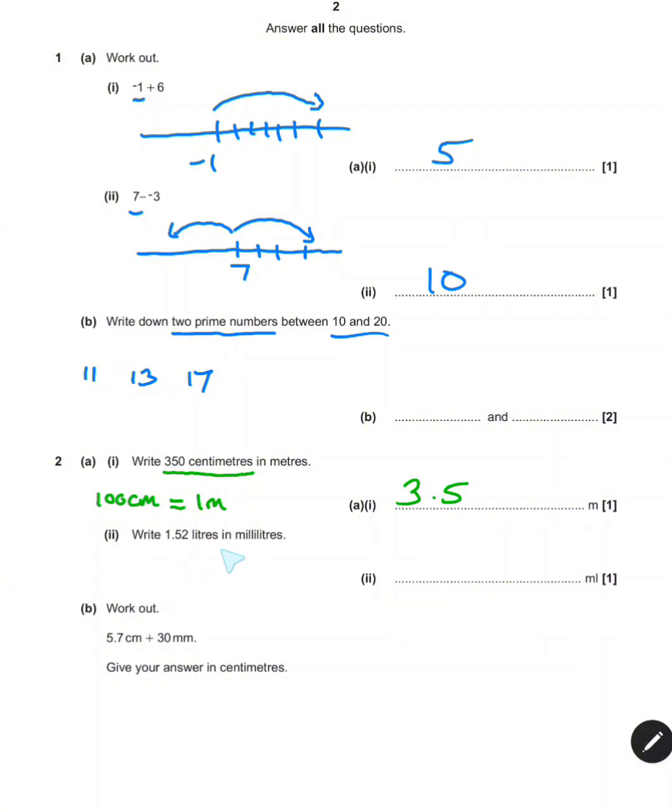Part 2, write 1.52 litres in millilitres. Well, every 1 litre is 1,000 millilitres. So we've got at least 1,000, and then 0.52. If we think about timesing 1.52 by 1,000, there's times by 10, there's times by 100, and there's times by 1,000. So 1.52 litres is 1,520 millilitres.